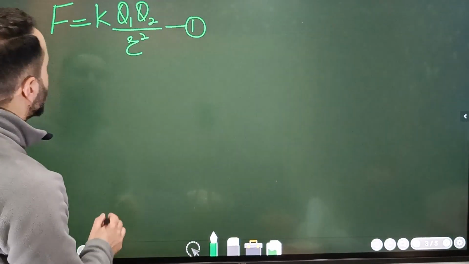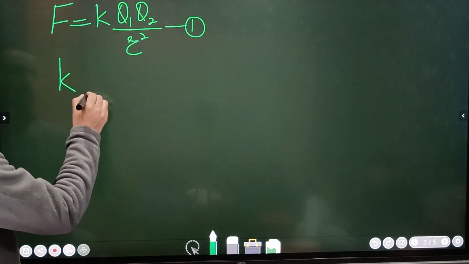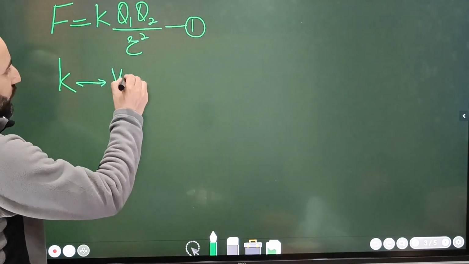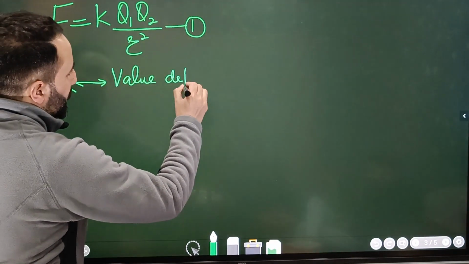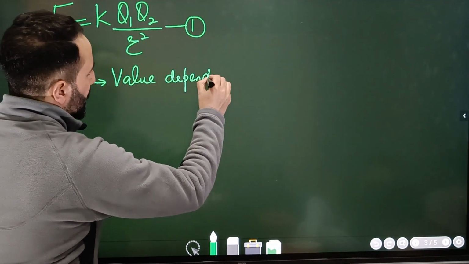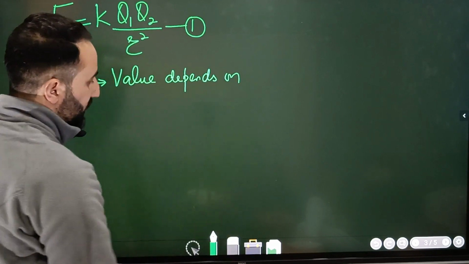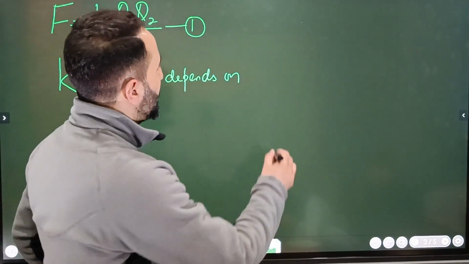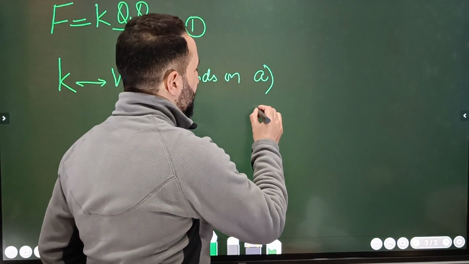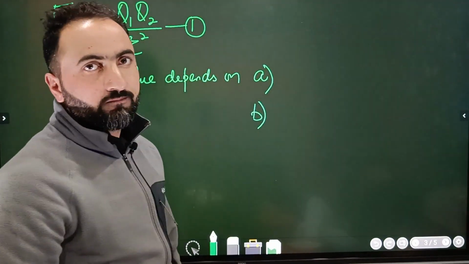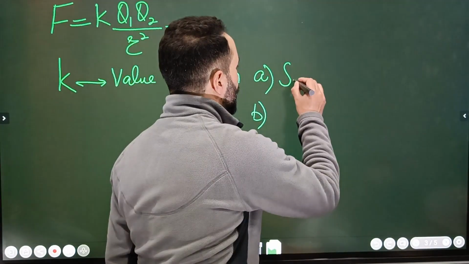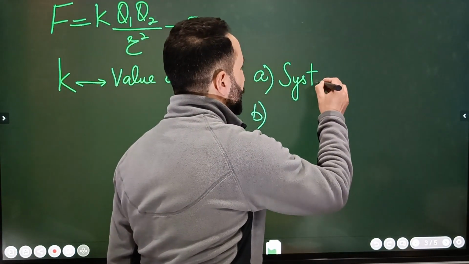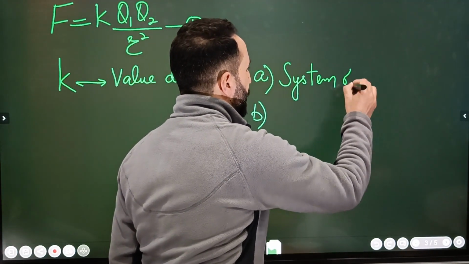Now, the value of this K. So here I will write down the value of this K. Its value depends on two factors. Which factors? It depends on two factors, like this A and B. And the factor number A we have is that it depends on the system of units. So its value depends upon the system of units. Okay?